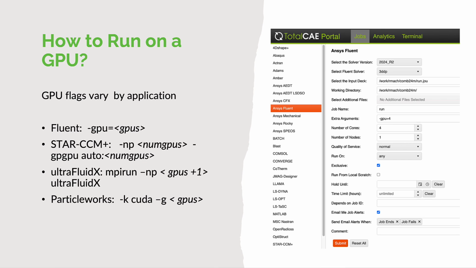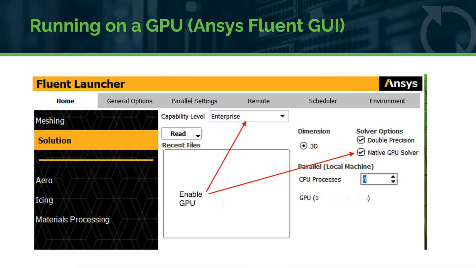So pretty simple. Using the Fluent GUI, there are also GUI ways if you're not using a batch system. There you just have to have an enterprise license. So you just pick Enterprise in the Fluent launcher and click native GPU solver. It'll tell you how many licenses you'll need and what kind of GPU you're running on. Pretty straightforward to run through the Fluent GUI.